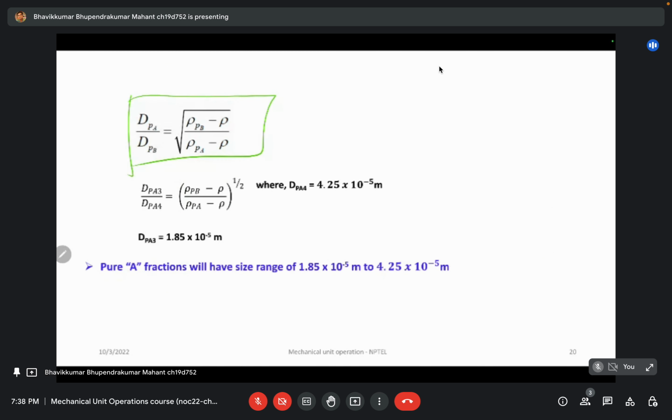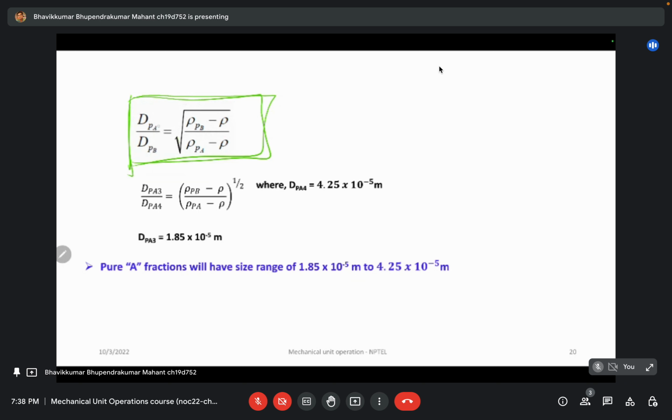In the Stokes regime, how will you find out the size fractions? This is the equation which is given, and we already discussed it in the conceptual part in the earlier slides. The ratio of the two different particle diameters is equal to the ratio of the two different differences of density, to the power of 1 by 2.